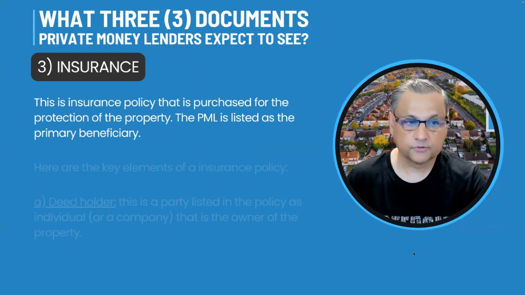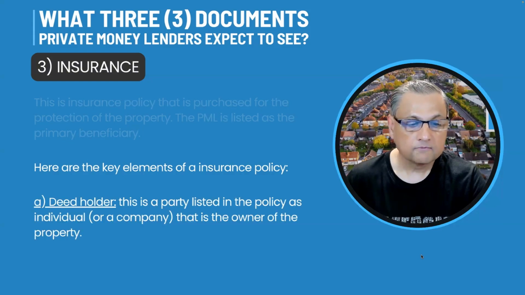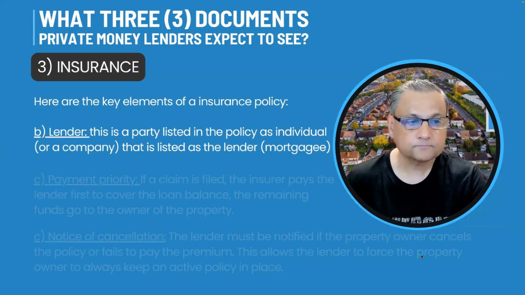Next is the insurance policy. This is the insurance policy that is purchased for the protection of the property. The private money lender is listed as the primary beneficiary. And here are the key elements of the insurance policy. First, the deed holder. This is the party that is listed on the policy as the individual or a company that is going to own the property or hold the deed.